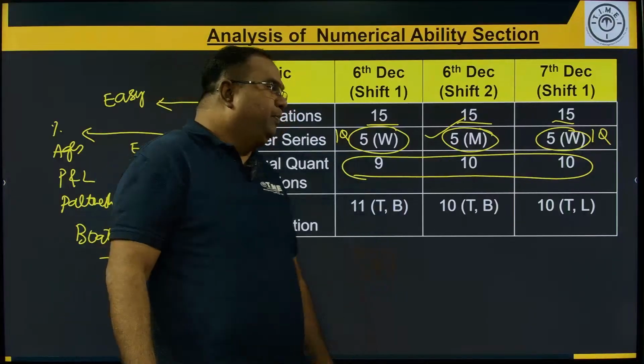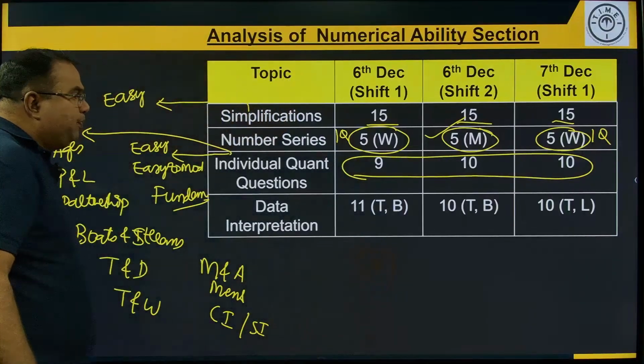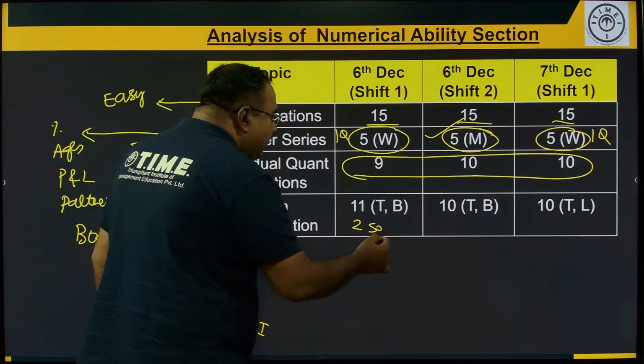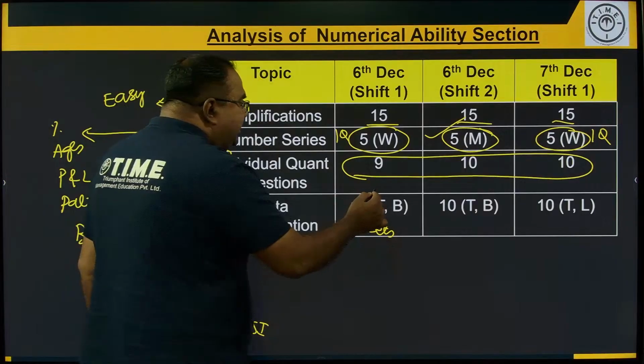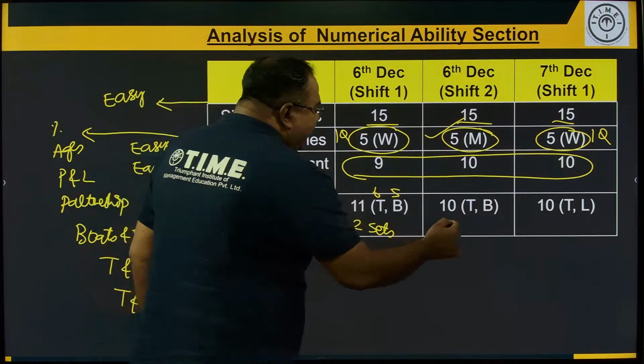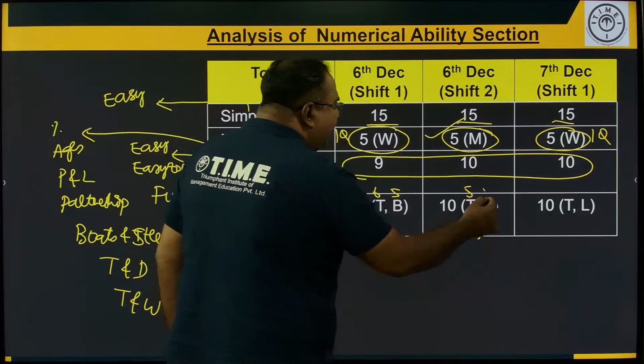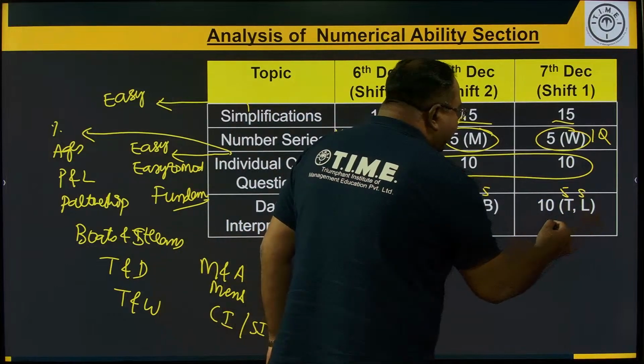Then data interpretation. In almost all the slots, if you see here, there were 2 sets. In one slot, there were 11 questions, 6 on table and 5 on bar. In the remaining slots, there were 2 sets of 5 questions each, 5 on table and 5 on bar graph, or 5 on table and 5 on line graph.